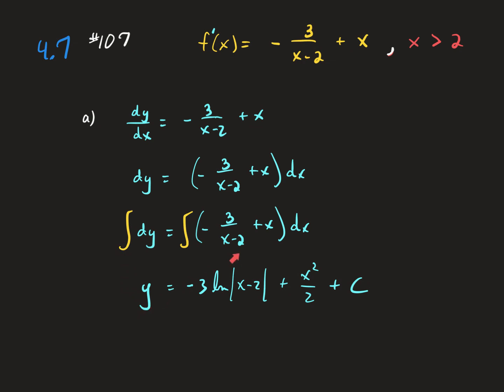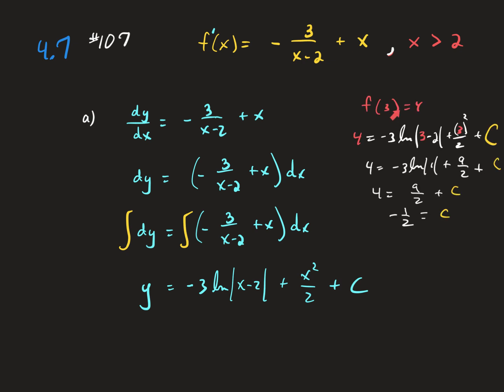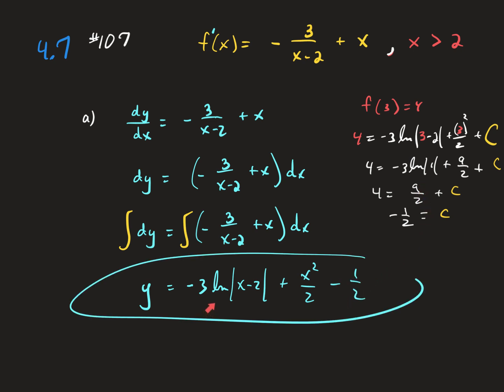We have y equals -3 natural log of x minus 2, plus x squared over 2, plus c. Now we just have to find c, and for that we'll use the initial conditions. So when x is 3, y is 4, and down 1 is 0, so we have c is -1/2, and there's part A. We've solved this differential equation, this diffie-q.